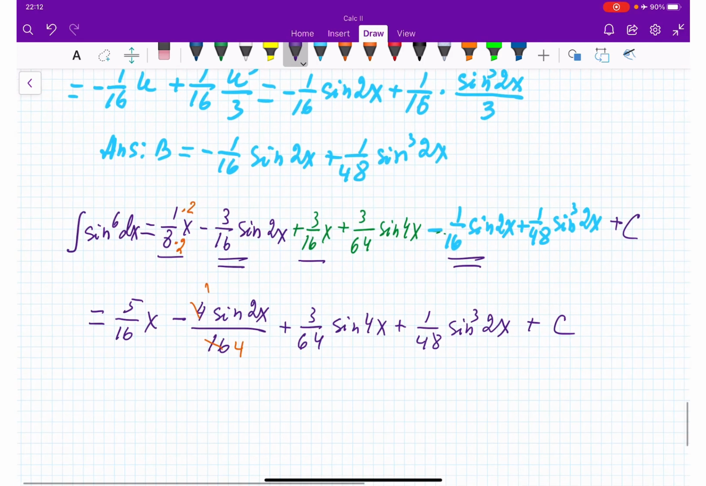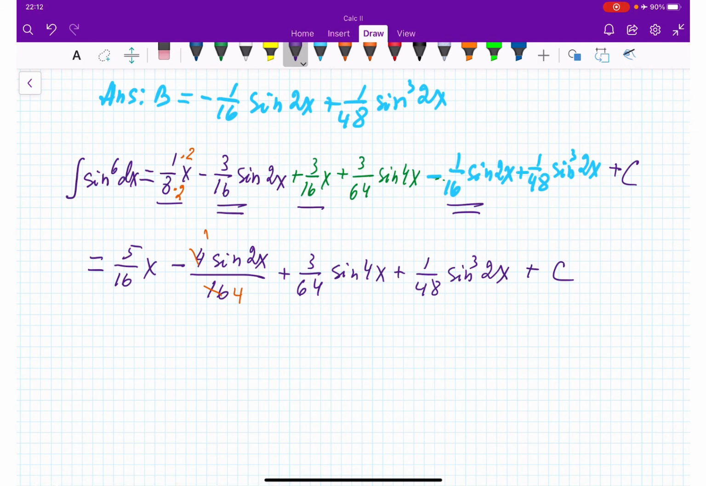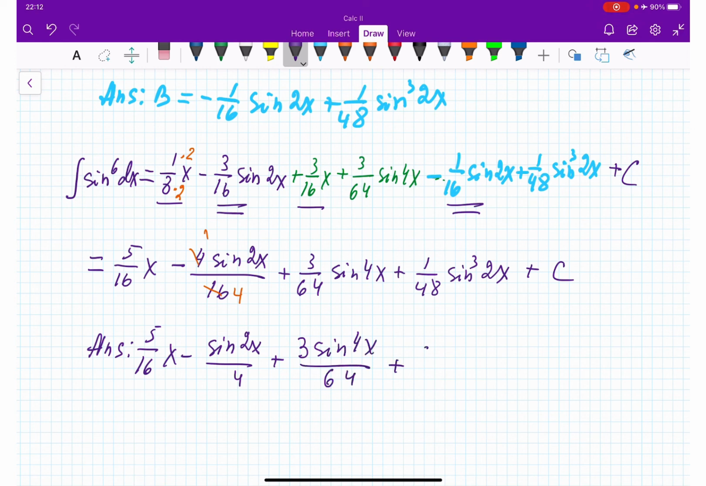Well, it's just part of it. Okay, so the answer is 5 over 16x minus sine 2x over 4 plus 3 sine 4x over 64 and plus sine cubed 2x over 48. I'm going carefully so as not to make a silly mistake. Okay, and plus c. And I am done.